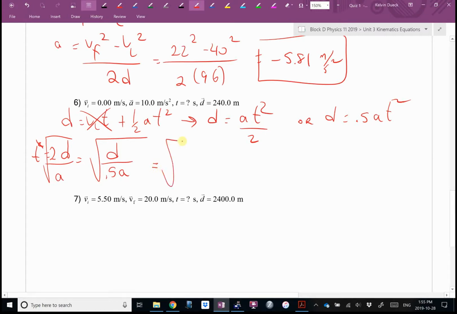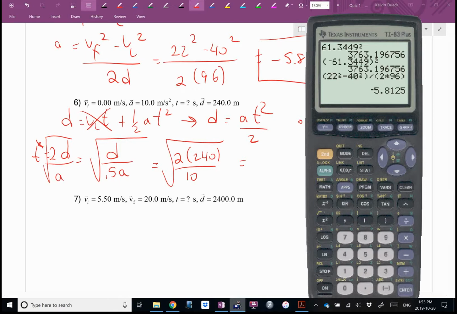I like the first one. 2 times 240 divided by 10. Oh, I can almost do this in my head. It's going to be a little less than 7, I think. 2 times 240 divided, because it's going to be the square root of 48, is it not? Yeah. Square root of 49 is 7, so it's like 6.8, 6.9, something like that, right?